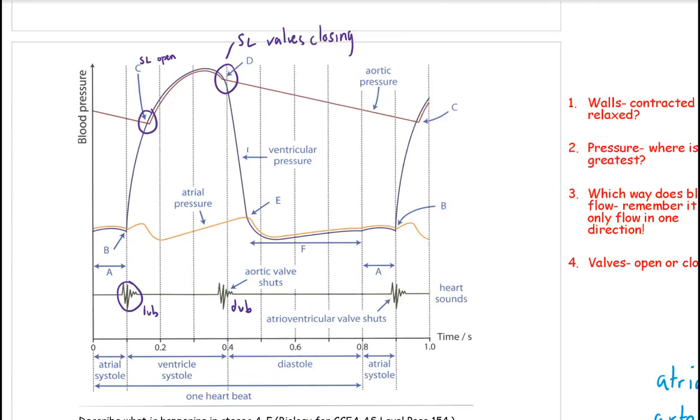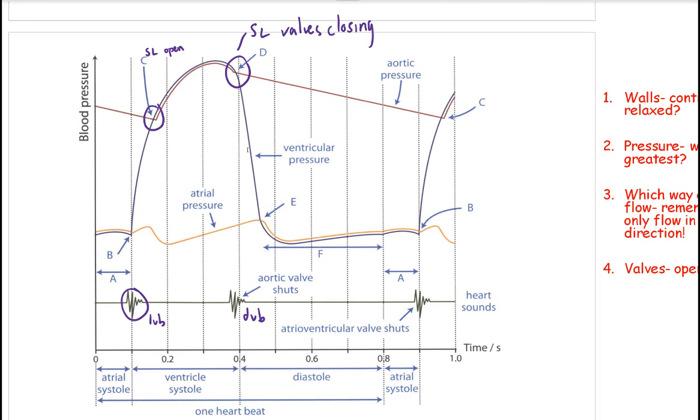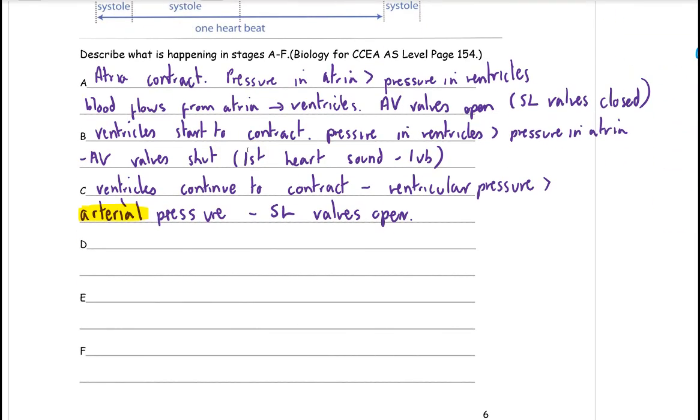So at the end or near the end of ventricular systole, the ventricles have stopped contracting and they're now starting to relax. The pressure in the ventricles is starting to drop, but the pressure in the aorta remains high. So when these lines cross over, our aortic pressure is greater than the ventricular pressure, so the semilunar valves shut, and that prevents the backflow of blood.